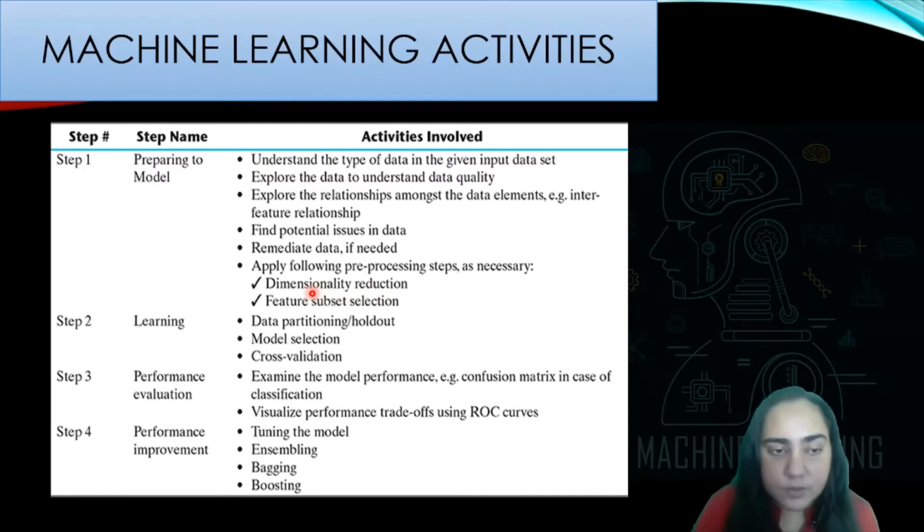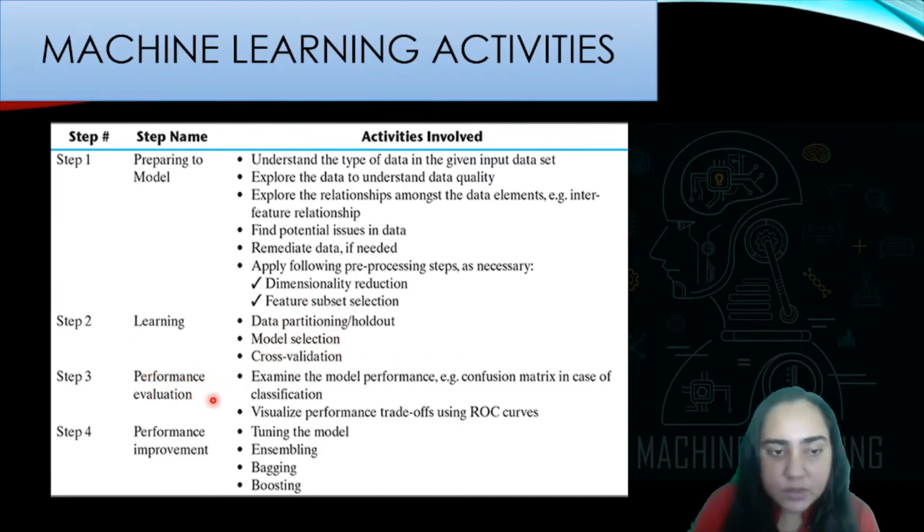The next step is the learning step, where what you should do is partitioning, right? You partition your data into test and training. You will select what model suits best for your algorithm, for your data. You will also do cross-validation. So you will be studying cross-validation as well later.